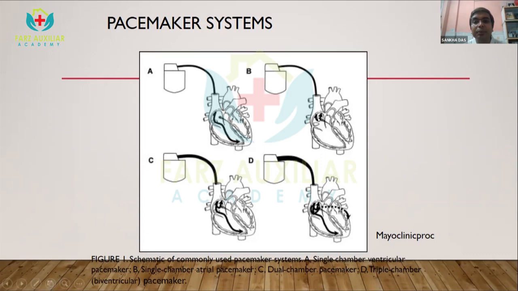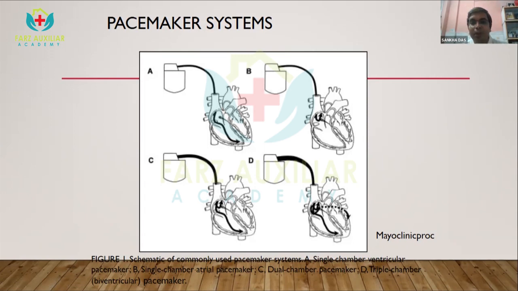What is this one? That is also single chamber, but where is the lead positioned? Right atrium, sir. To the right atrium. What about this one? Sir, dual chamber with one lead being in the right atrium and the other lead being in the right ventricle, sir. Fine, very good. And what about this one? I'll be very happy if you can tell this one. Sir, is that a CRT, sir?